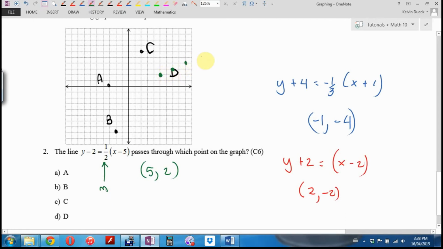Oh, I ran out of room? I can go backwards, though. Down 1, back 2. Down 1, back 2. That's the same as going up 1 over 2. Up 1 over 2. In green. That's what that line looks like.